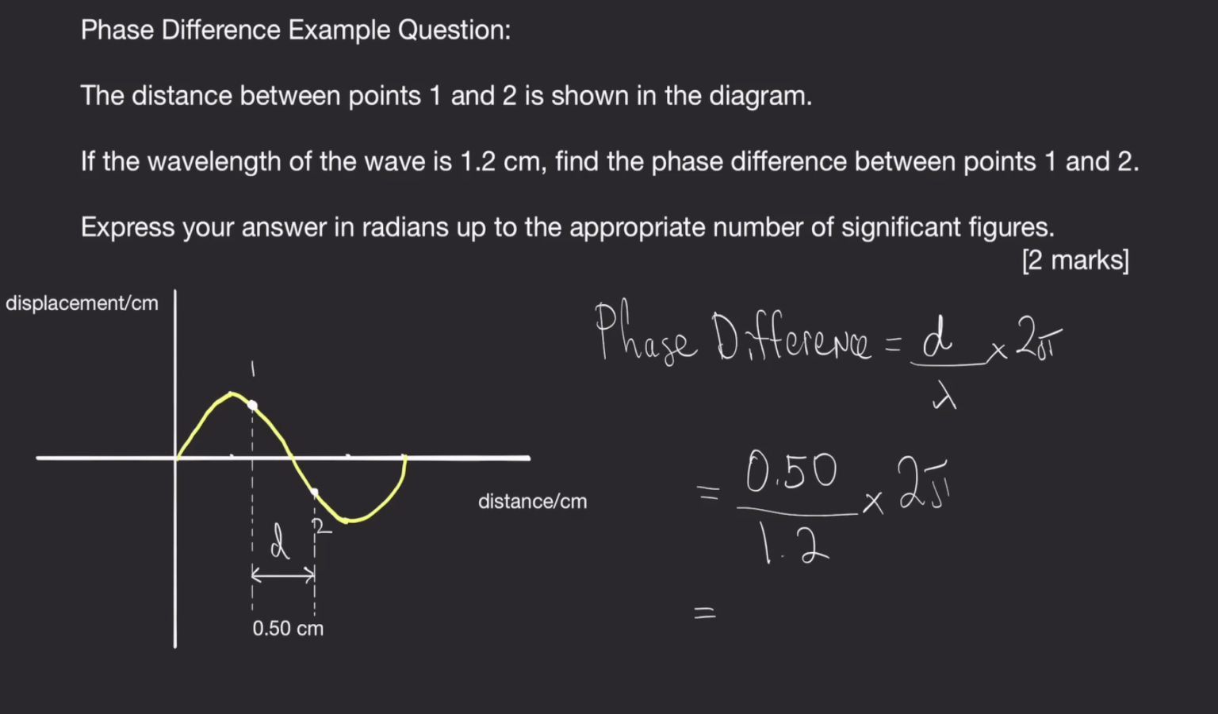Because the question is asking me to do this in radians up to the appropriate number of significant figures, I'm not going to leave this as a fraction of pi. Putting this into the calculator, we get 2.617199, but all of our answers are up to 2 sig figs, so we're just going to write 2.6 radians.